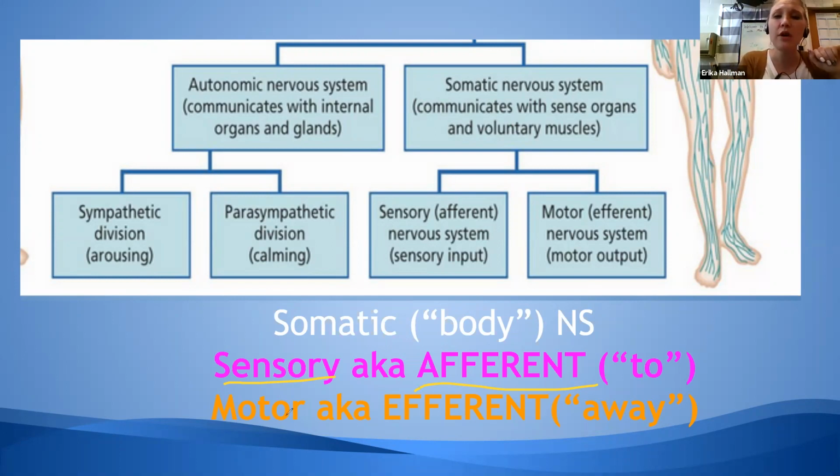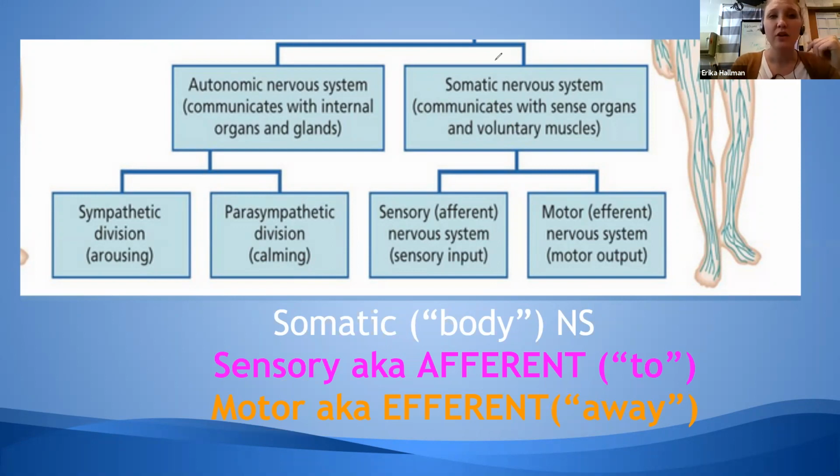The motor nervous system is going to be our efferent signals. So efferent signals are going to be the effect. They're going to take the signals away from our central nervous system, and that's going to be the way that we integrate with our motor control. So our skeletal system is a part of that motor nervous system. Okay, so that is the division of the somatic nervous system.